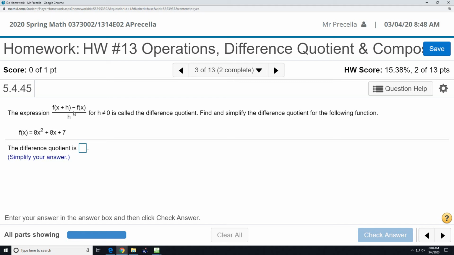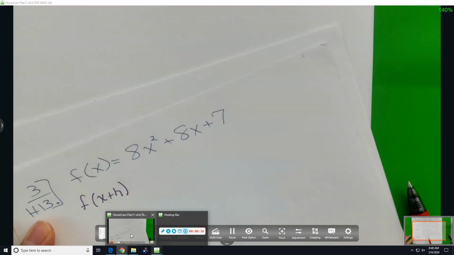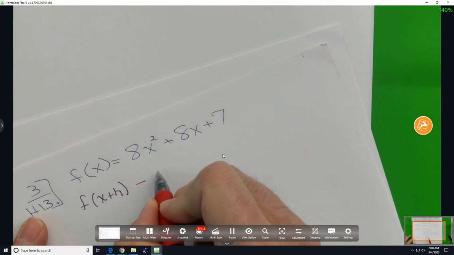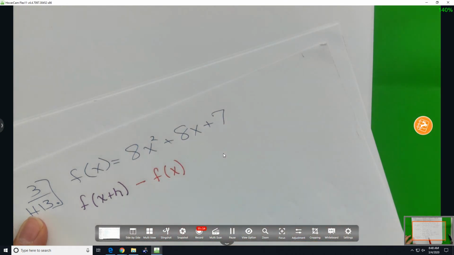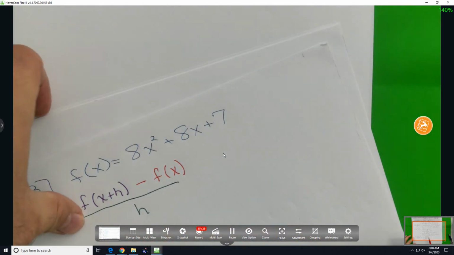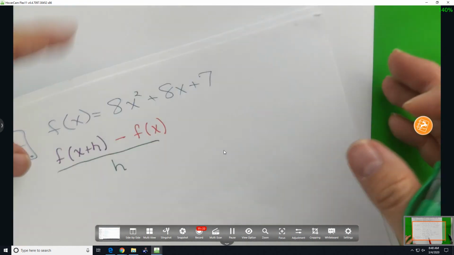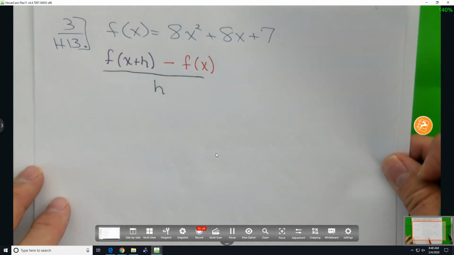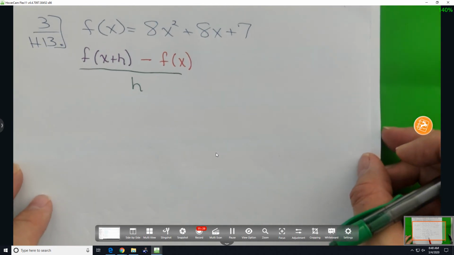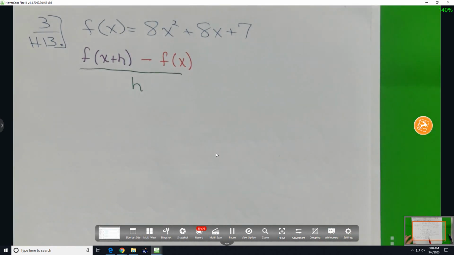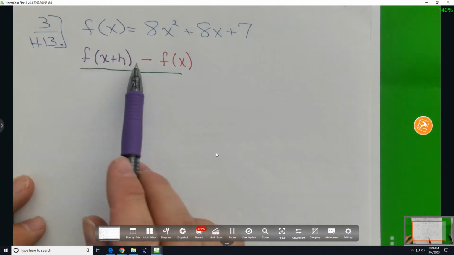The f of x plus h will be in purple. I know y'all can't see that yet. Then the minus f of x we'll do in red. And it's all at an angle. Oh, I didn't know you switched it over. I was just writing it up. Okay. Here. So we'll do the f of x plus h in purple. Then the minus f of x, that's the real easy part. You just mark out the 8x squared, mark out the 8x, and mark out the plus 7. And then the divide by h is easy.